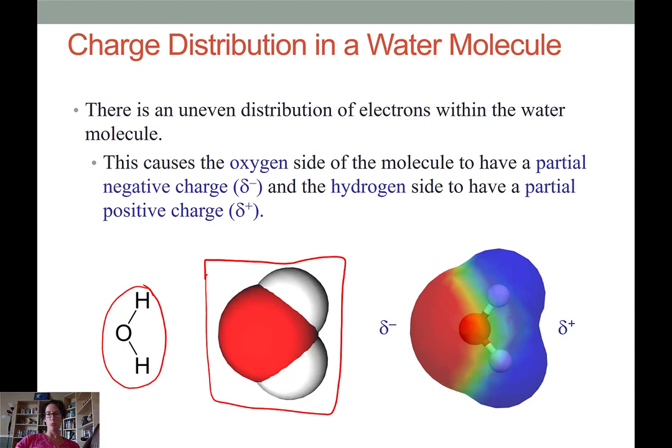And so we see a red region around our oxygen atom, meaning a high electron density. That is also denoted by the lowercase Greek delta, meaning a slight amount, and then the negative symbol for negative charge. On the right-hand side of the water molecule, you see all this blue coloration around the hydrogen atoms, meaning that there is a low abundance of electrons, and we see that denoted with delta plus.